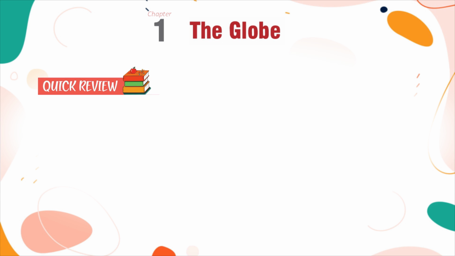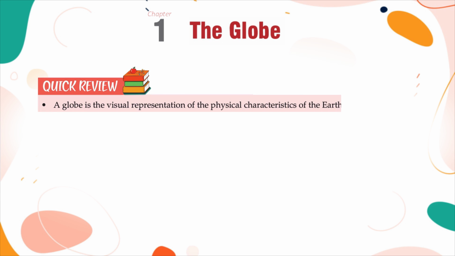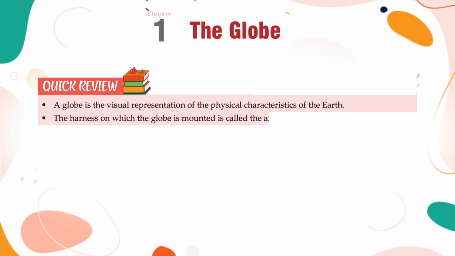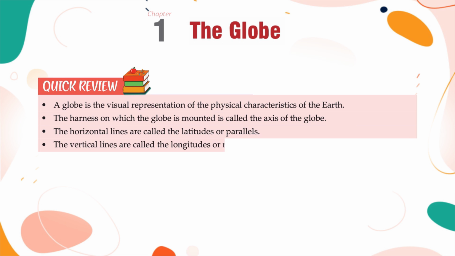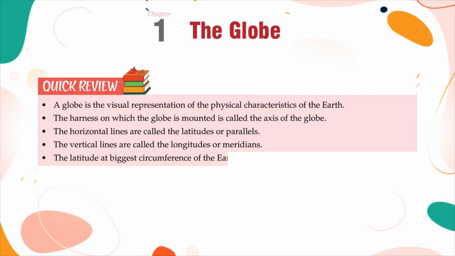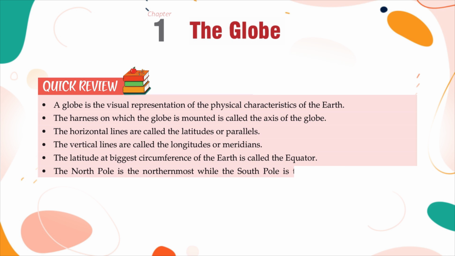Quick review. A globe is the visual representation of the physical characteristics of the Earth. The harness on which the globe is mounted is called the axis of the globe. The horizontal lines are called the latitudes or parallels. The vertical lines are called the longitudes or meridians. The latitude at the biggest circumference of the Earth is called the equator. The North Pole is the northernmost, while the South Pole is the southernmost point on the Earth.